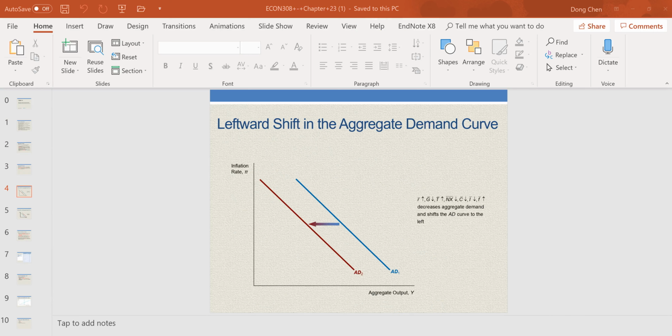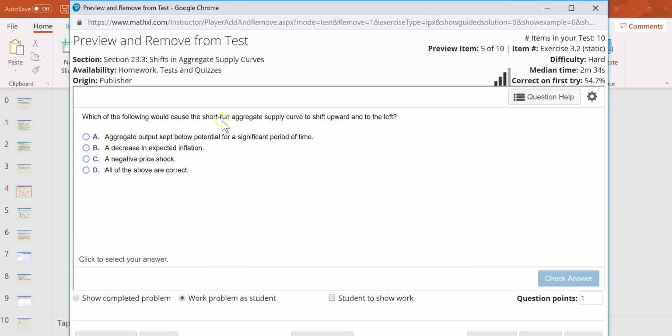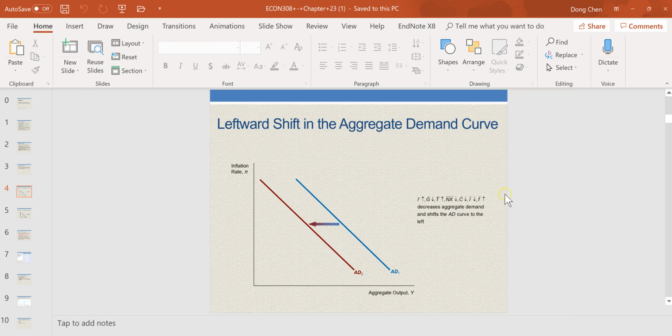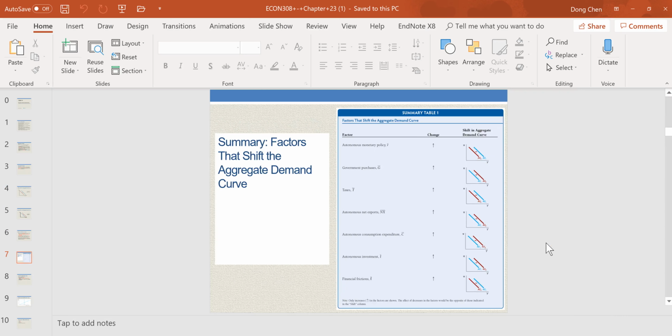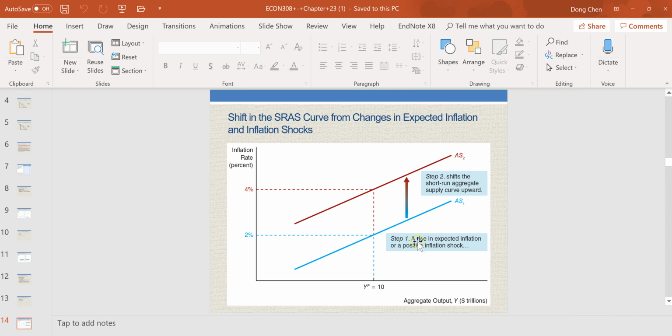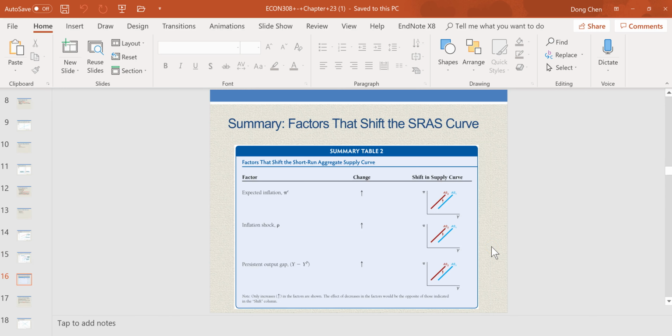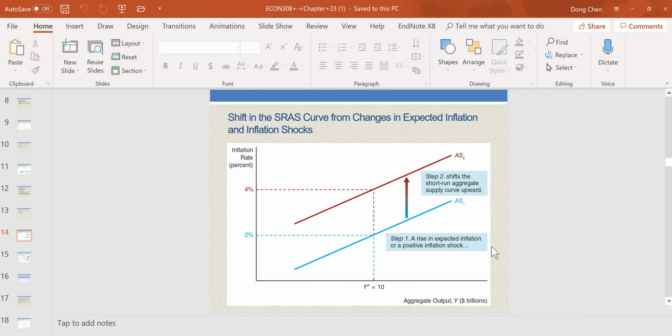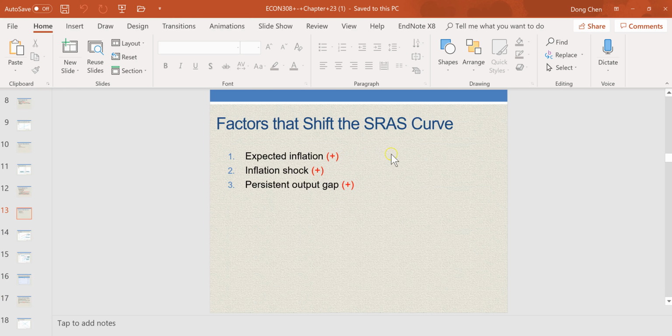So this question is asking what is the effect on the short run aggregate supply curve. Shift upward. So the short run aggregate supply curve is like this. So if it shifts upward and to the left, that means the inflation goes up, right? So we know that there are basically three factors that can shift the short run AS curve, which is expected inflation.